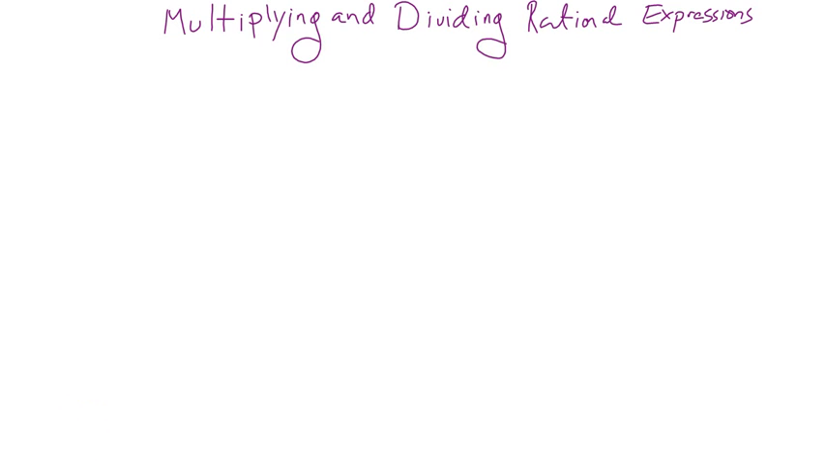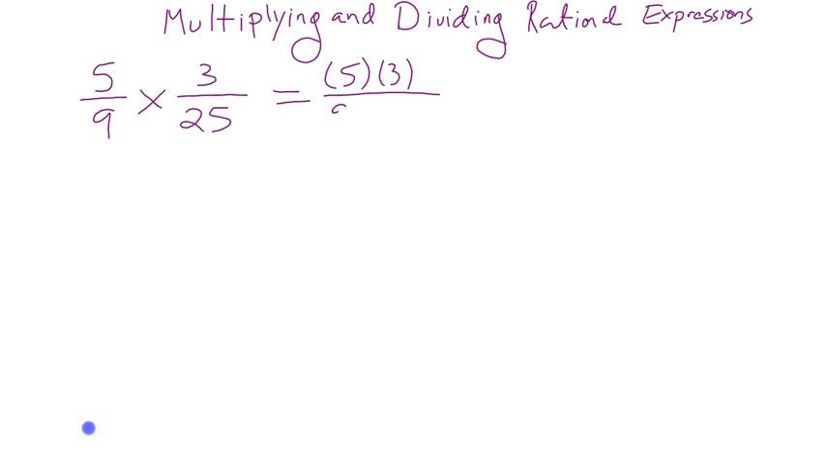Okay, multiplying and dividing rational expressions. At its simplest, we could just go back to when you multiplied and divided fractions, right? So let's say something like 5/9 times 3/25. When we multiply fractions or rational expressions, really it's just multiplying the tops together and multiplying the bottoms together. Okay? So we could write this as 5 times 3 over 9 times 25.